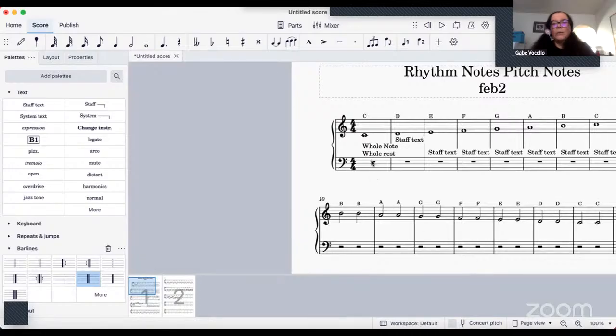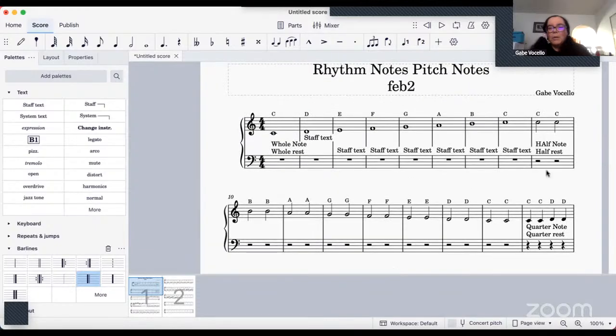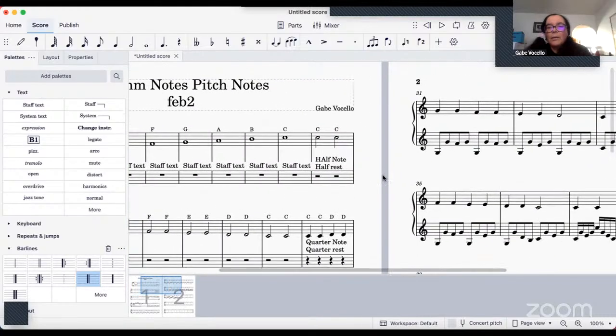Whole rest, or pausa da semibreve. Pause. Rest or pause. Whole or semibreve. In your book it has semibreve, minim, crotchet, quaver, etc. But they're going to say whole note, half note, quarter note. Now let me open here. Sorry.